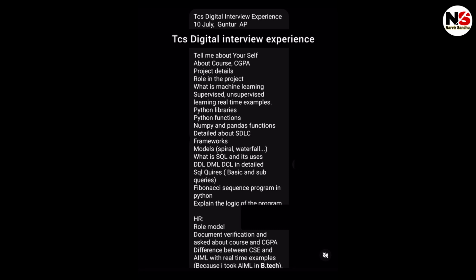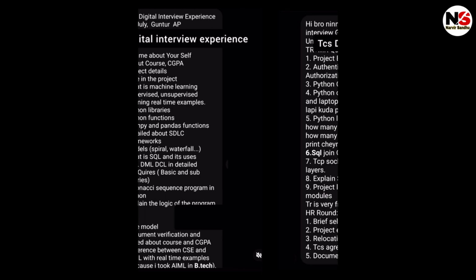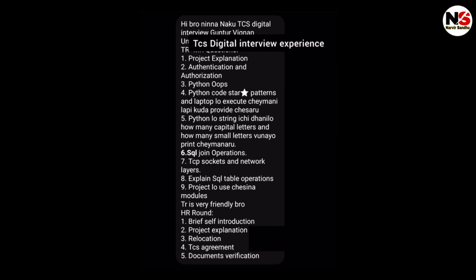This is because he took AIML in his BTech degree. The next interview is also for TCS Digital, and this interview started with the self introduction, then project explanation, authentication and authorization, Python OOPs, Python code for a star pattern, laptop to execute, then SQL join operation, TCP socket and network layer, explain SQL table operation, project.